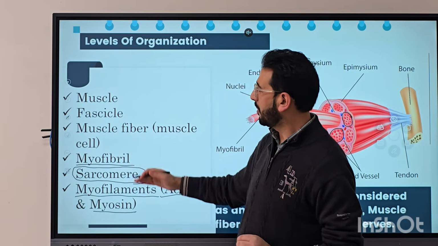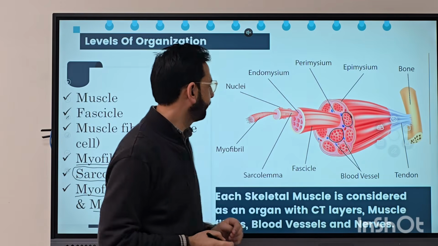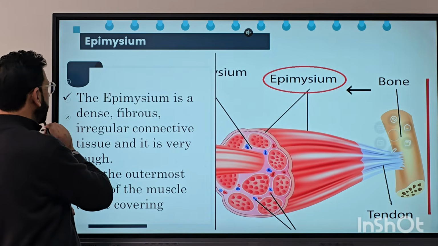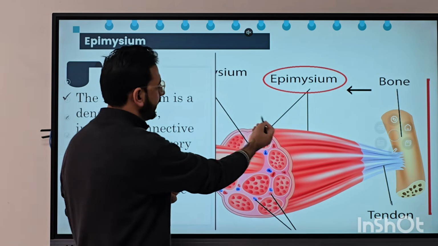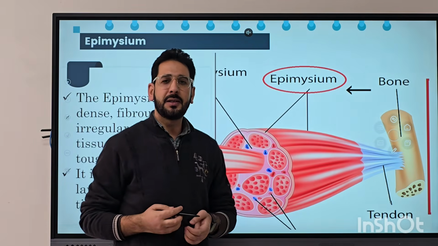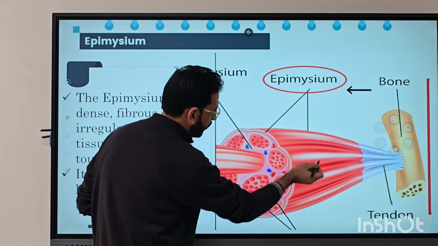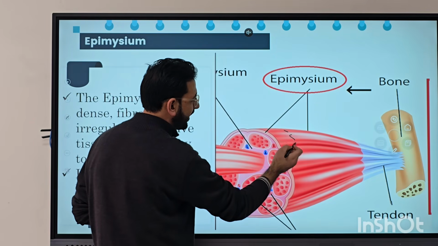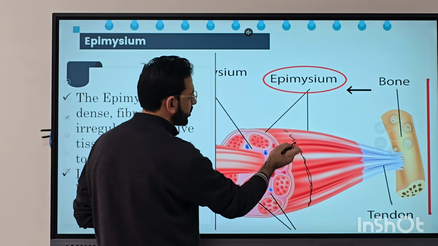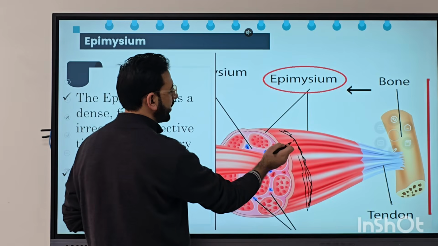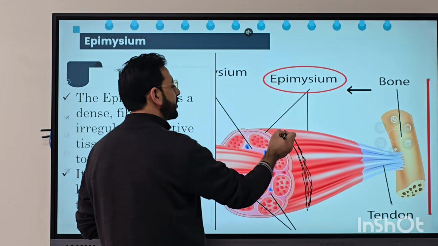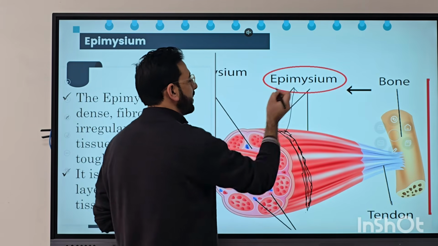Now let's talk about all these things one by one. Let's start with the first thing, the muscle belly. This muscle belly is surrounded by a connective tissue. For example, this is a muscle belly and it is surrounded by this connective tissue. So outside this muscle belly, we have a connective tissue, and that connective tissue covering is called the epimysium.